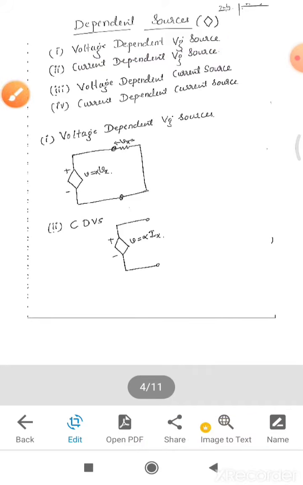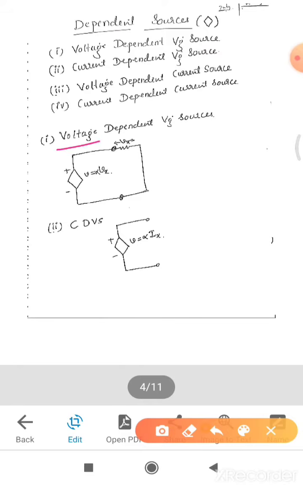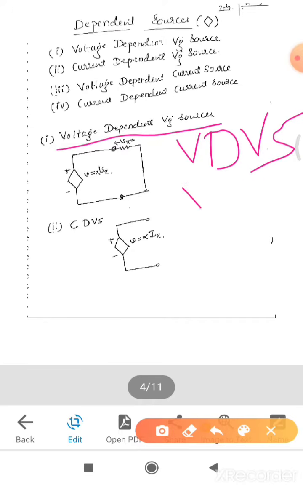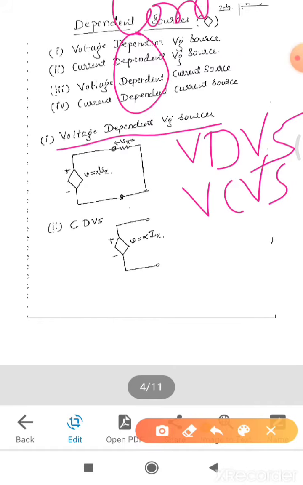Remember, this can also be represented as VDVS. Wait, I'll write here. First one is voltage dependent voltage source. It is represented as VDVS. In some other textbooks they write VCVS, meaning voltage controlled voltage source. Instead of dependent you can use the word controlled. So: voltage controlled voltage source, current controlled voltage source, voltage controlled current source, current controlled current source. This can be written.